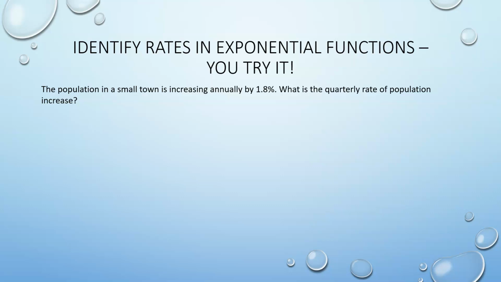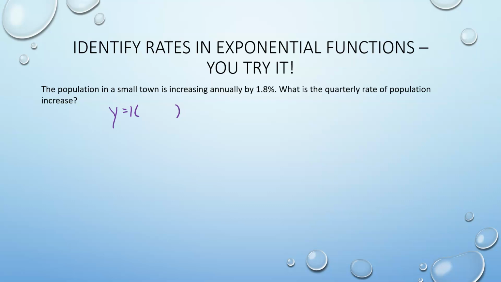All right, so I want you to pause this and see if you can at least get started on it. This one says the population of a small town is increasing annually by 1.8%. What is the quarterly rate of population increase? So again, pause it and see if you can at least kind of write out what you think it might start as. Just as a tip though, if it doesn't tell you population, like what it starts at, I always just assume 1. Okay, so 1 times something.